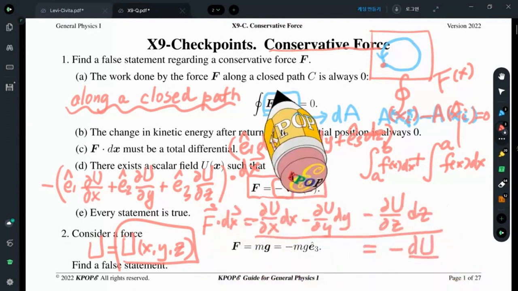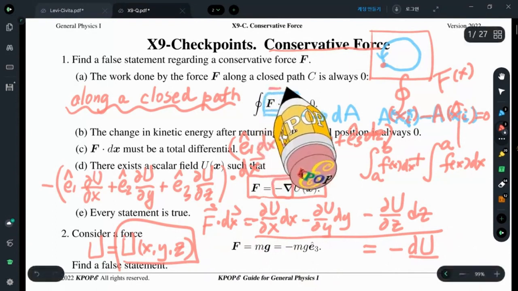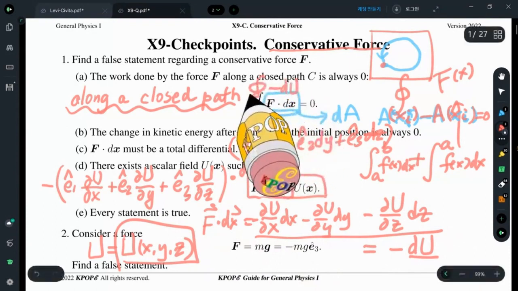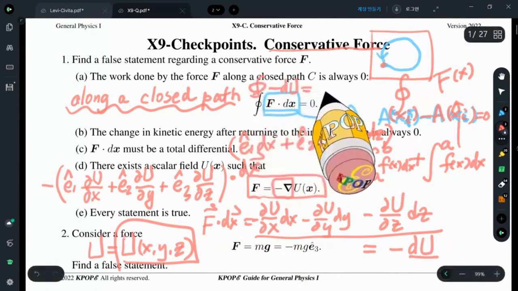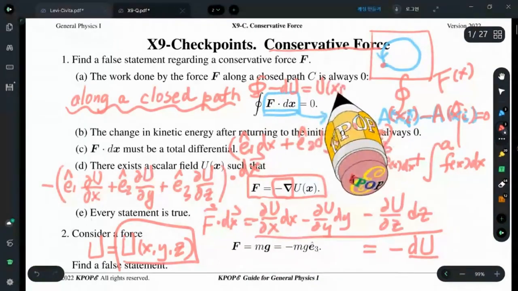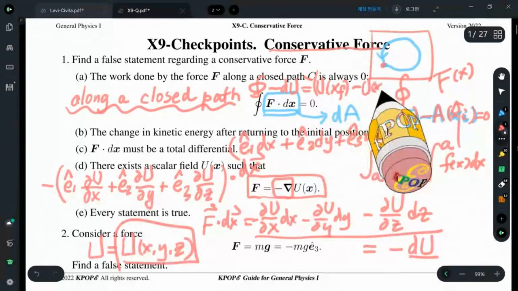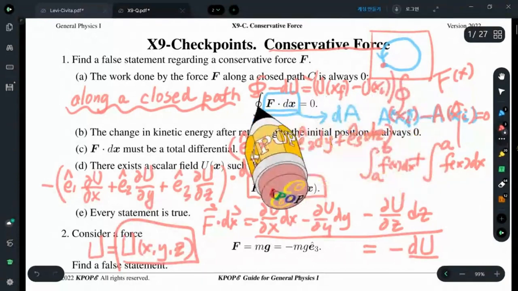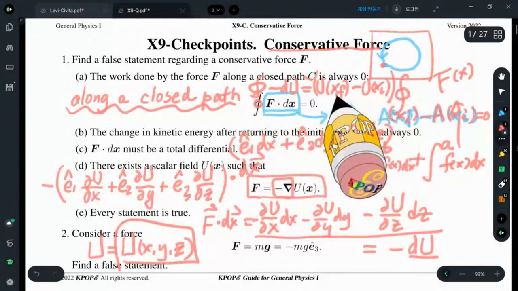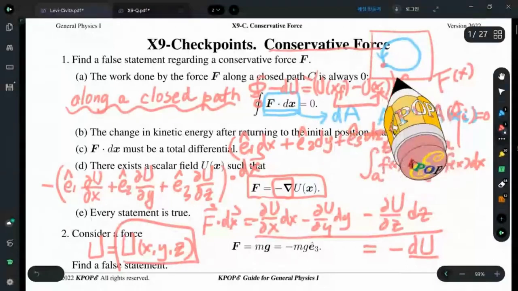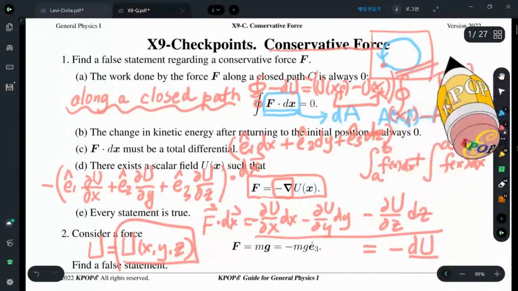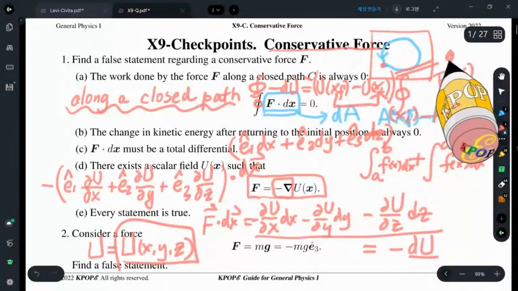This is the reason why this integral becomes the integral of minus dU, and this one becomes minus the final position subtracted by the initial position, but because it is a closed path, these two points are the same, and eventually this integral becomes 0.